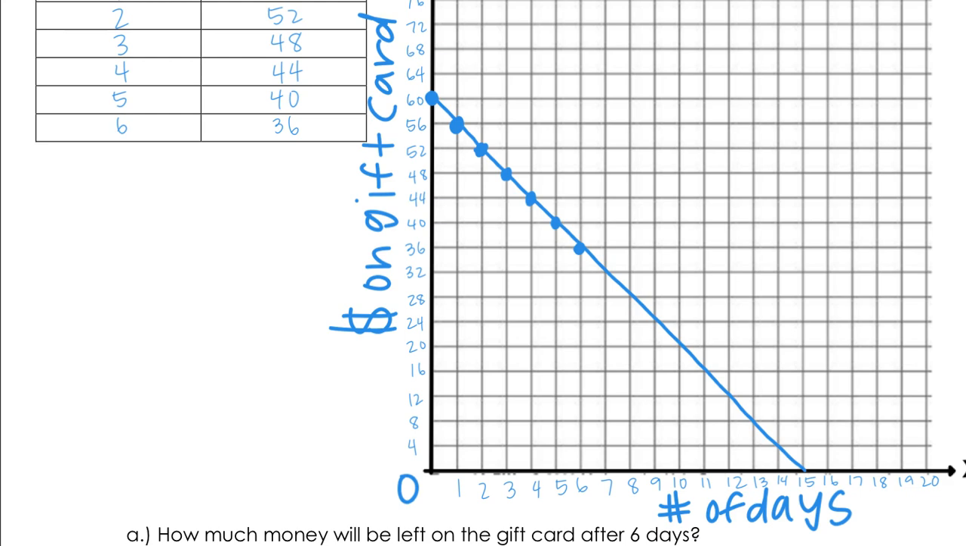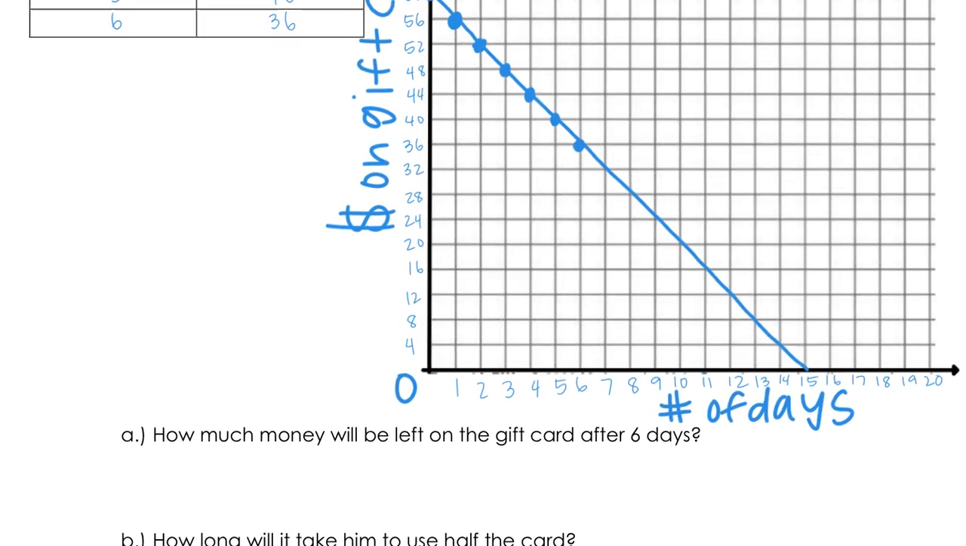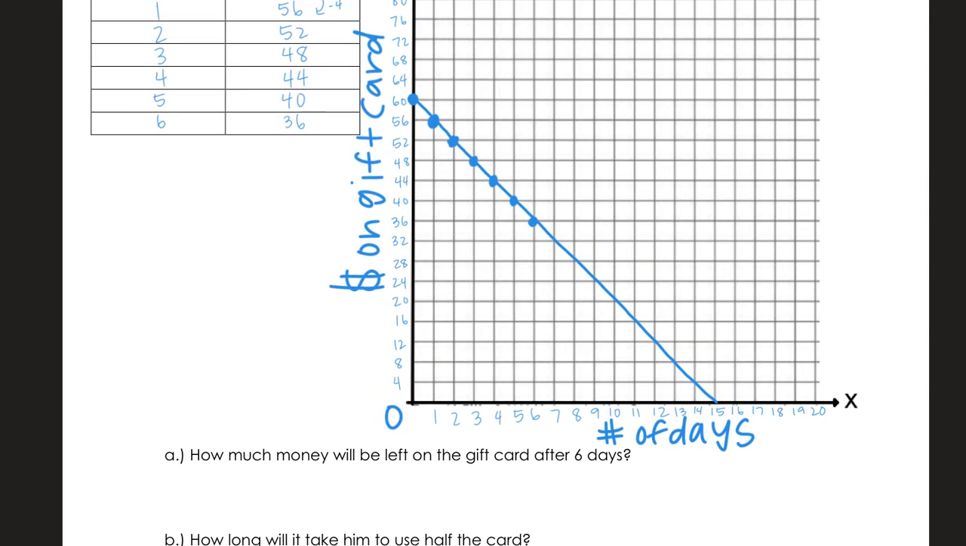So let's see. The first question says, how much money will be left on the gift card after 6 days? So let's look at 6 days on our graph or our table, actually. We could look at both. And if we go up, we were left with 36. And now make sure, since this is a real life situation, you label that 36 what?